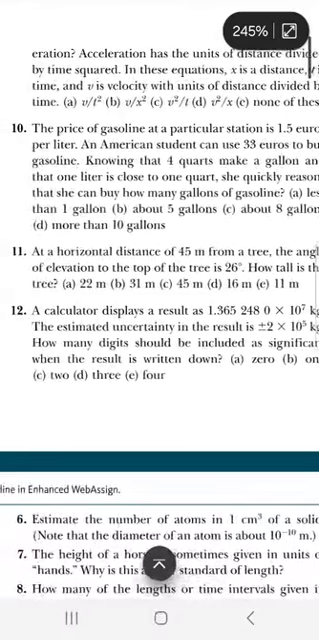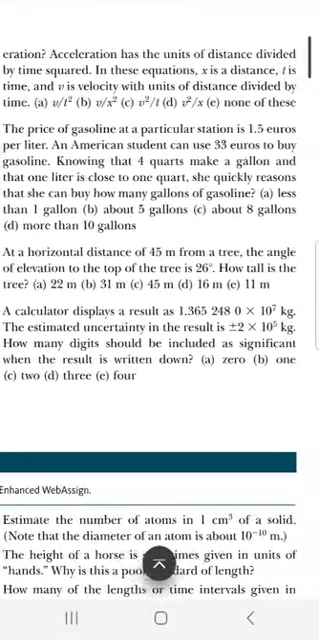The price of gasoline at a particular station is 1.5 euros per liter. An American student can use 33 euros to buy gasoline, knowing that 4 quarts make a gallon, and that 1 liter is close to 1 quart. She quickly reasons she can buy how many gallons of gasoline. Okay, so it's just a word problem, but it has the simplest math. She can use 33 euros, 4 quarts make a gallon, and we know that 1 liter is equal to 1 quart.